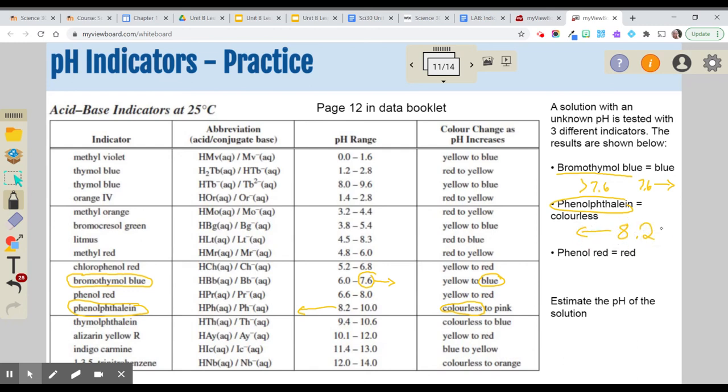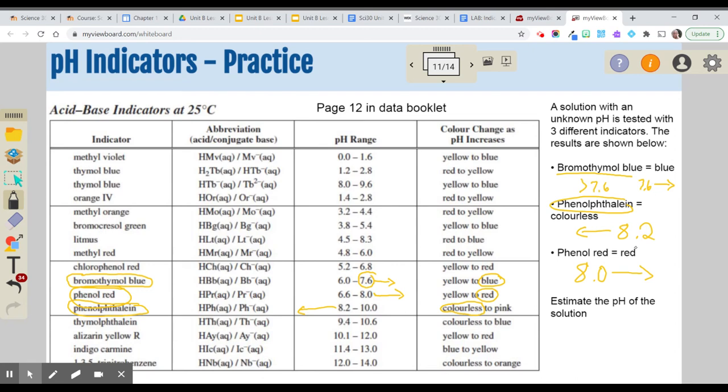All right, let's look at the last bit of data that we're given. Phenol red. Phenol red, where are you? There you are. Oh, you're right beside each other. Phenol red, and it is red. So here it's at the top end of the scale, so it's above 8.0. It's got to be on this side of 8.0.